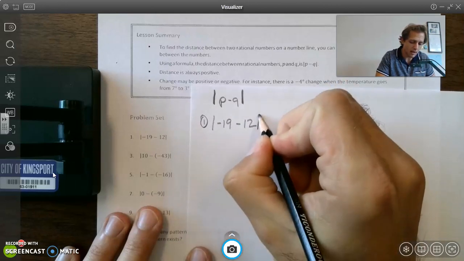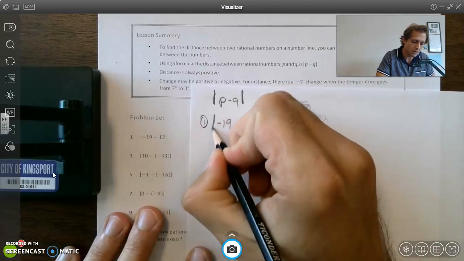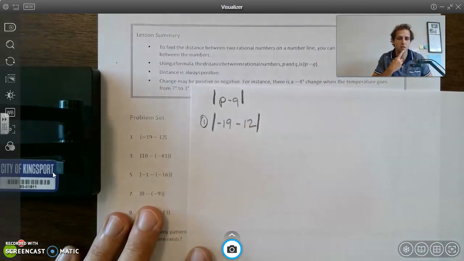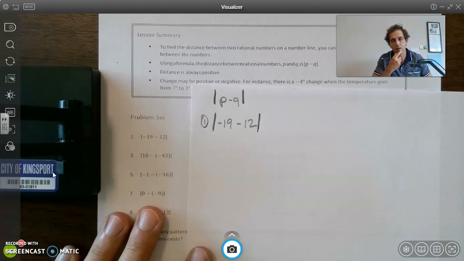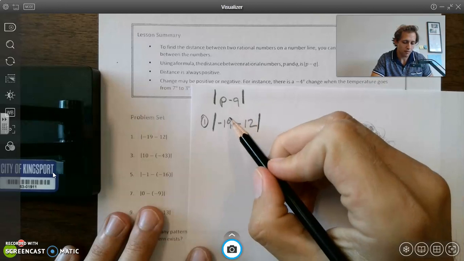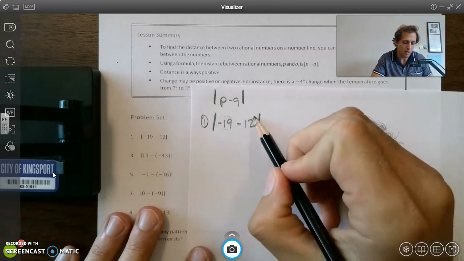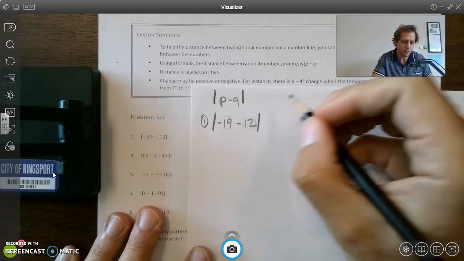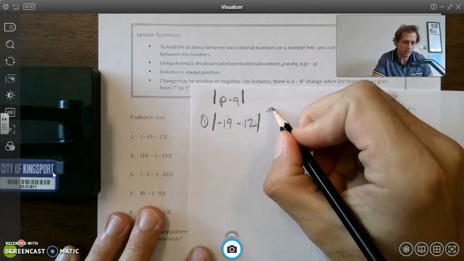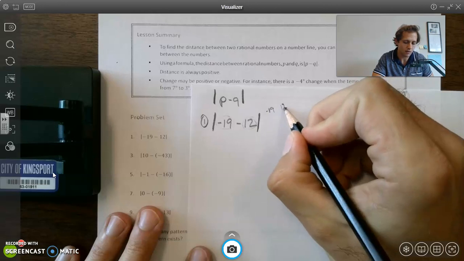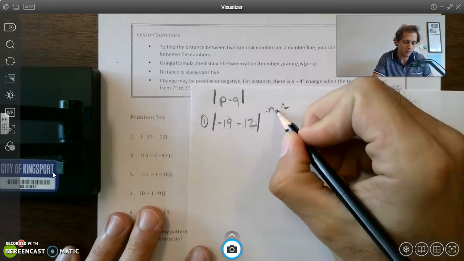So one thing to ask right here, maybe we stop for just a second and ask this question. What two integers are we comparing? Well, we have negative 19 and we're subtracting positive 12. So we're trying to find the difference between negative 19 and 12.